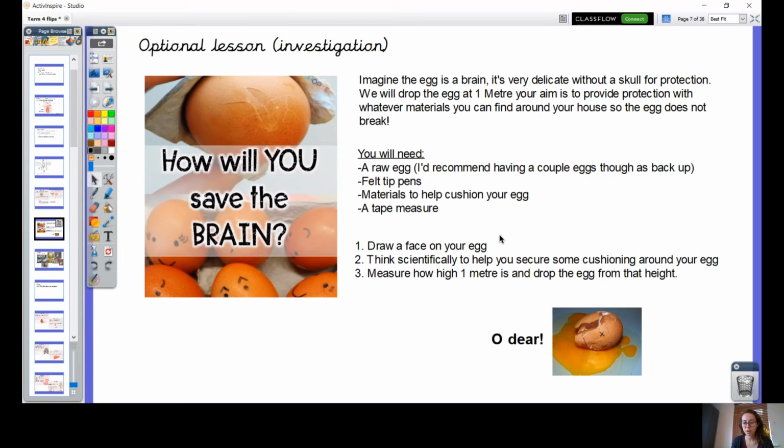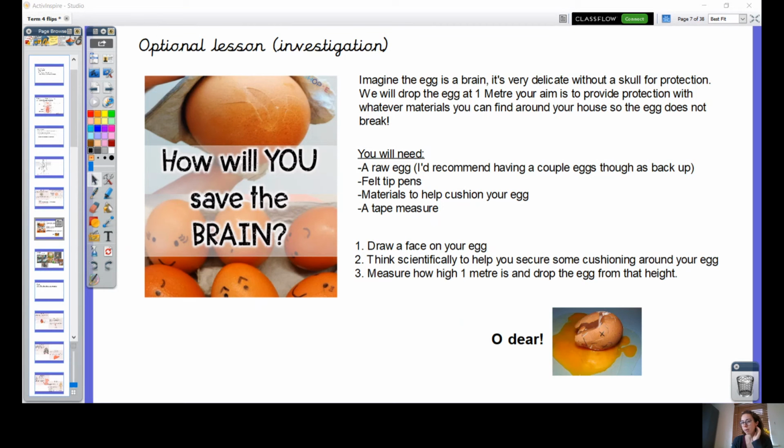So step 1, draw a face on your egg. Step 2, think scientifically to help you secure some cushioning around your egg. In step 3, measure how high 1 metre is and drop the egg from the height. And the aim is to come up with a design of cushioning that doesn't break the egg. This is what we don't want in this picture here. Oh dear. This egg had no cushioning, so it was definitely going to break.